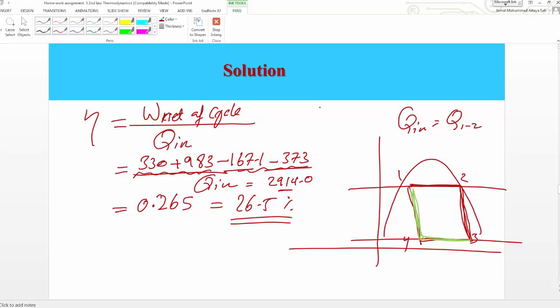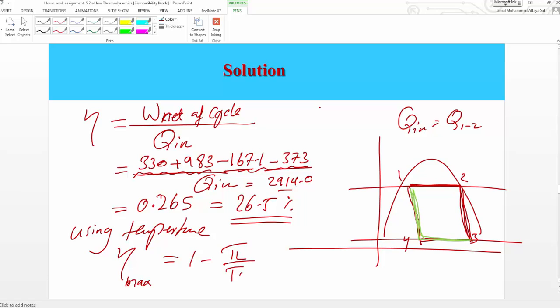You can also use the temperature. You can see this is a Carnot cycle, so it's going to give you the maximum. That's T cold or TL divided by TH, and that's 1 minus 384.4 divided by 523.4. If you do so, you're also going to get the same result, and that's going to give you 26.6% efficiency, or thermal efficiency, for the whole cycle.